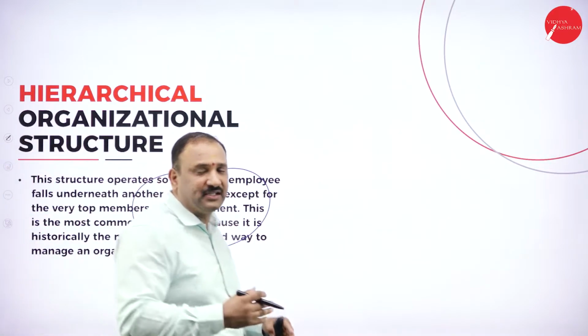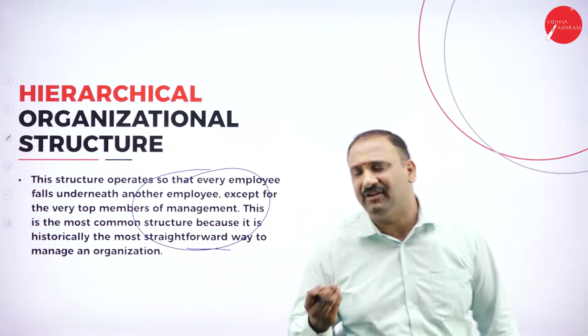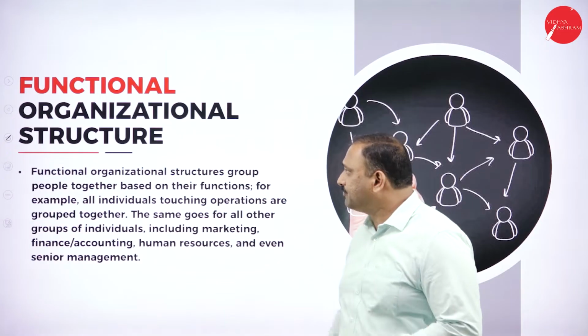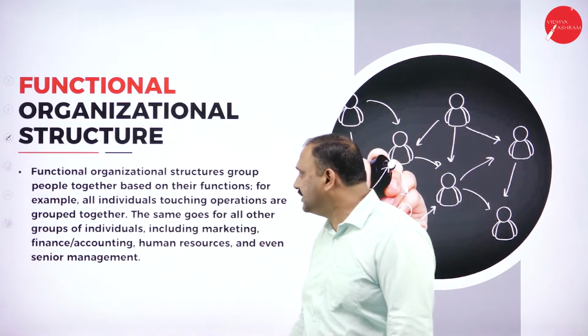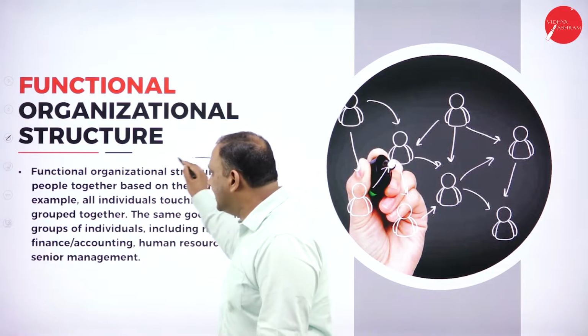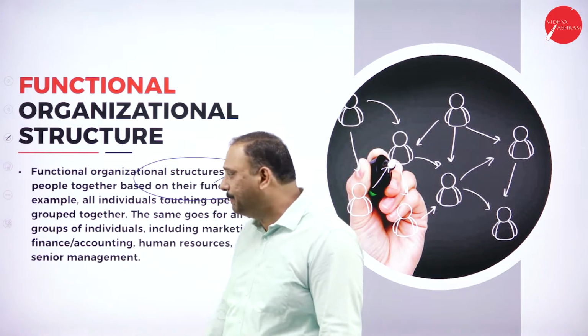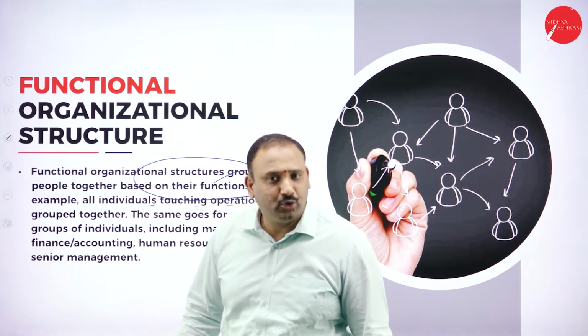It has to be built in such a manner so that we are able to understand, we are able to develop ourselves to that extent as far as possible. Followed by the functional organization structure, which is very, very important here. Now, what happens here is that they group people together based on their functions. For example, all individuals touching operations are grouped together.